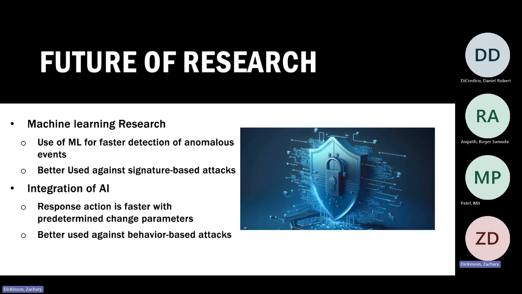AI is better used against behavior-based attacks because behavior-based attacks actively try to find different exploits on the network, and the AI would be able to detect these anomalous events in the breach of the network.